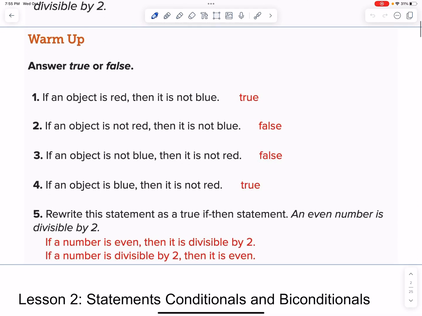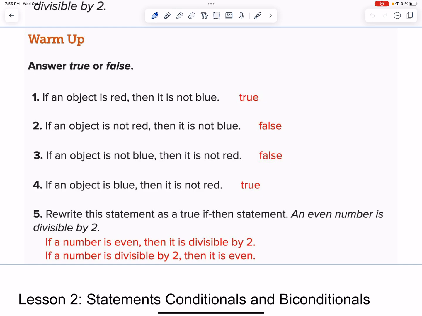Okay, so in the warm-up it says, if an object is red, then it is not blue. Well, that's true. It's really one or the other. Next one, if an object is not red, then it is not blue. Well, we don't know that's true. Just because it's not red does not mean it's not blue. It could be lots of other colors, but it also could be blue. If an object is not blue, then it is not red. Again, that's false. If an object is blue, then it is not red. That's true.